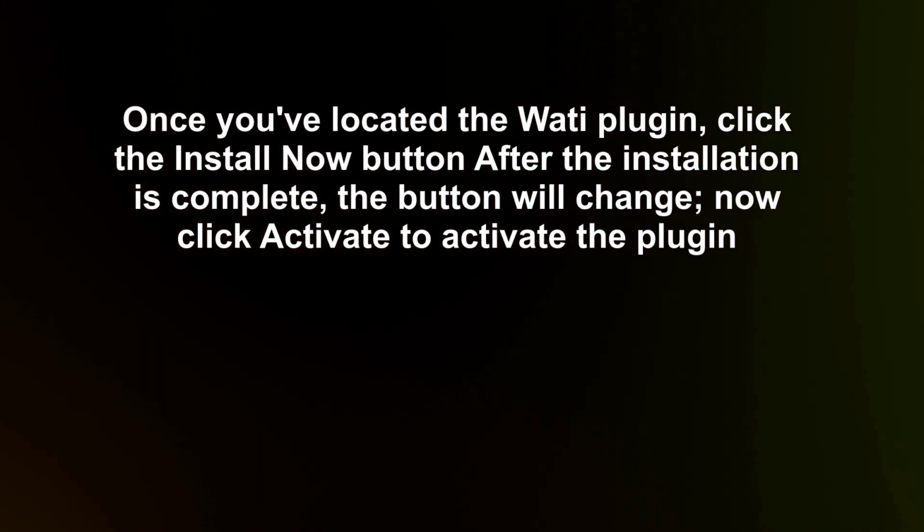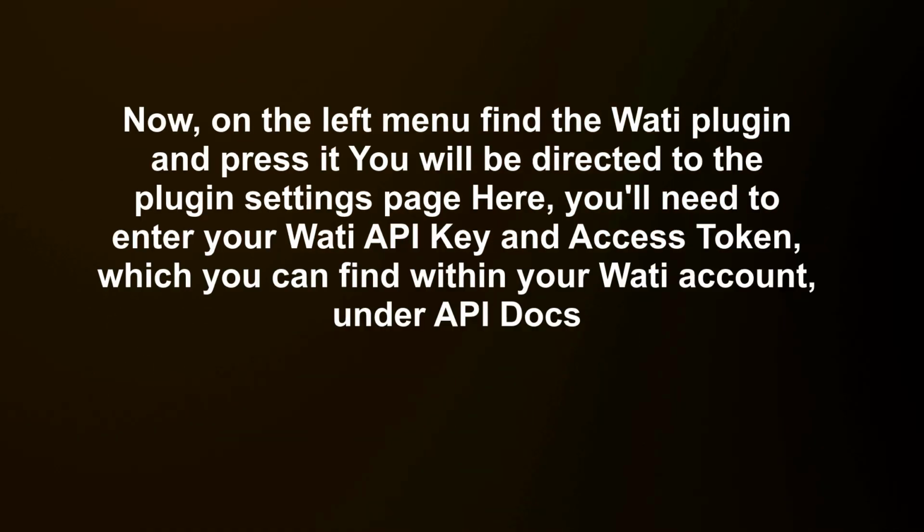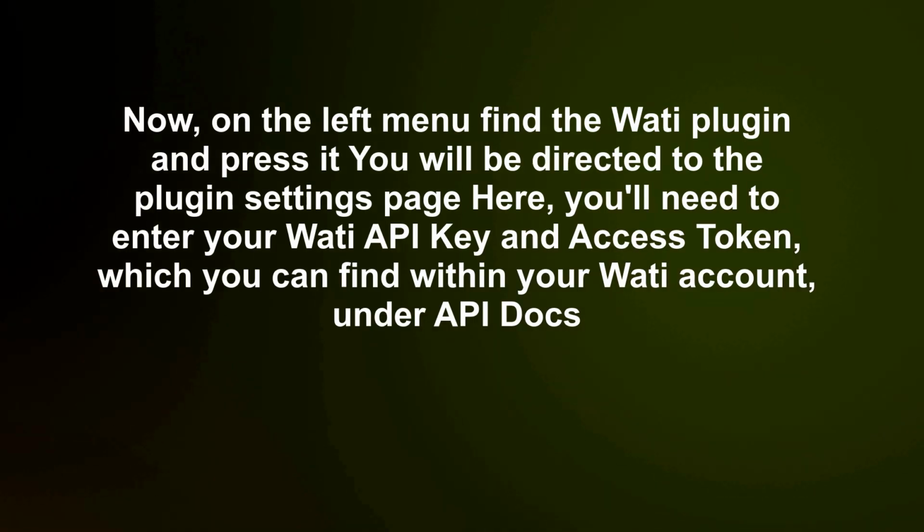After the installation is complete, the button will change. Now click Activate to activate the plugin. Now, on the left menu, find the Wati plugin and press it. You will be directed to the plugin settings page.